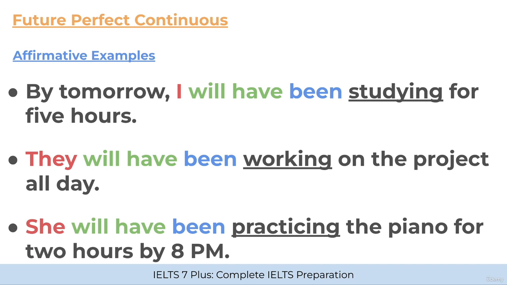She will have been practicing the piano for 2 hours by 8 p.m. So in every example, we've got another event that is intercepting the event that we're talking about. So, for example, tomorrow, the end of the day, 8 p.m. They're all blocks, if you like. That's when the ongoing action stops. And we have this idea of the timeline.